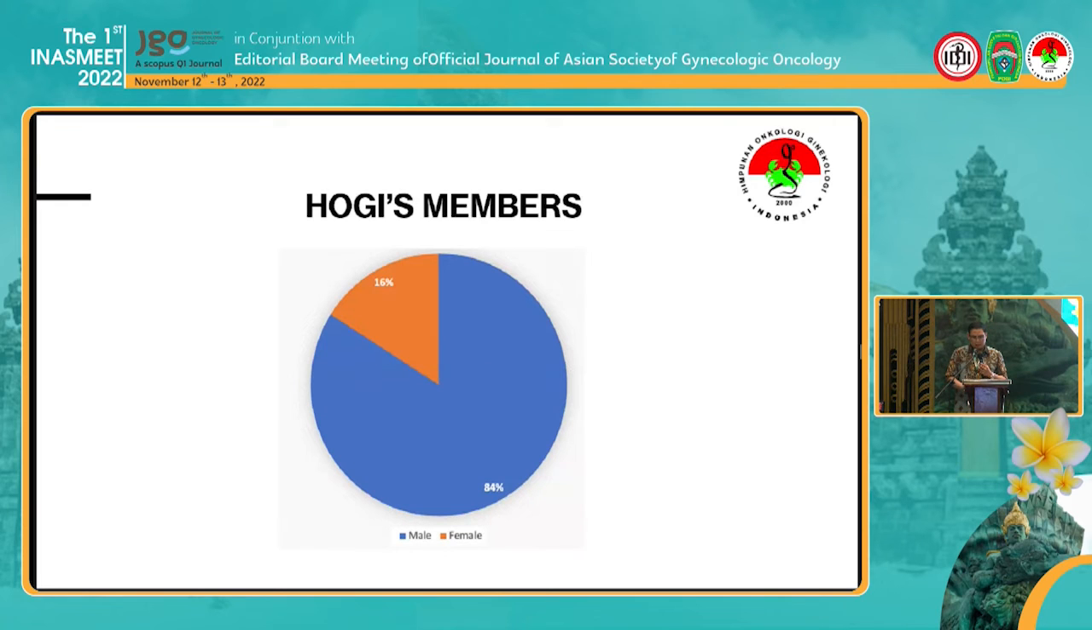This is the distribution based on sex, still dominated by men at 84%, with just a small percentage of female gynecologic oncologists. I think this will change very much in the future, to about 50 and 50, because more and more female gynecologic oncologists are becoming our members.